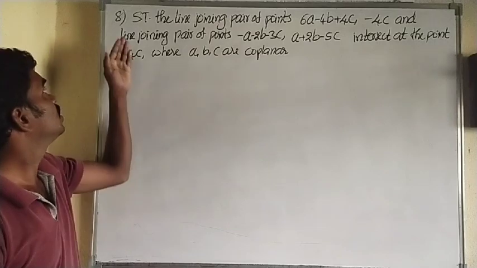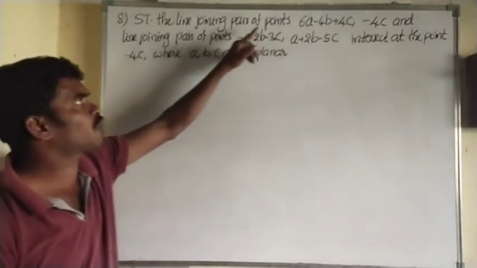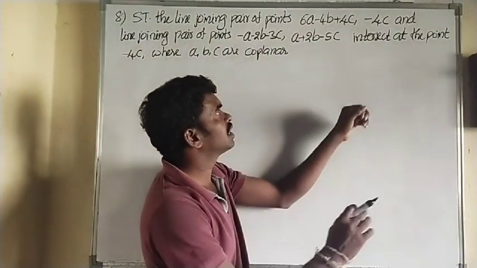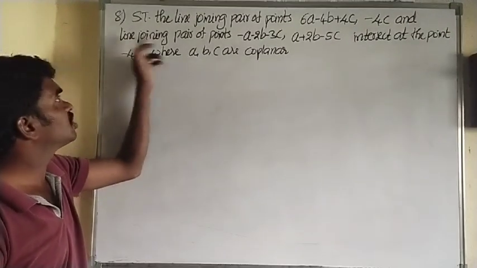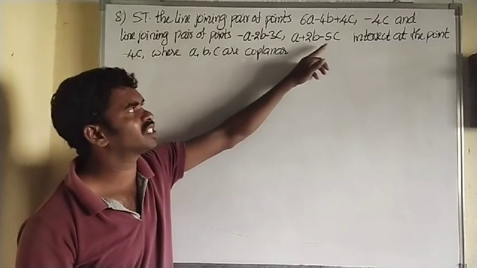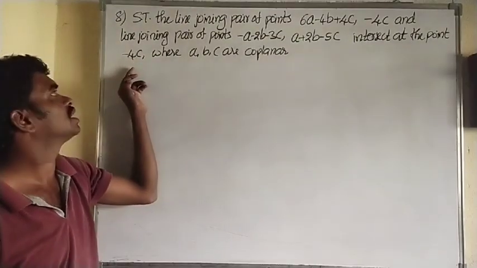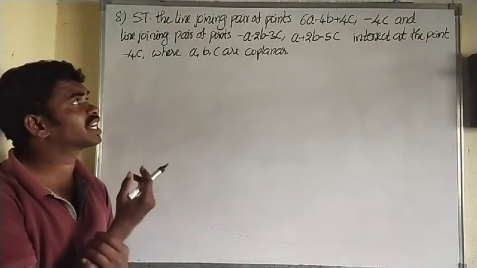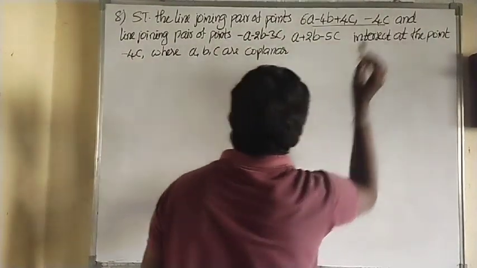So next, the eighth question. This is also an important question. Show that the line joining the pair of points 6a minus 4b plus 4c, comma, minus 4c, and again the line joining the pair of points minus a minus 2b minus 3c, comma, a plus 2b minus 5c, intersect at the point minus 4c, where a, b, c are coplanar. See, it is a very simple question actually. Here we have to find the line joining the pair of so and so, two points.